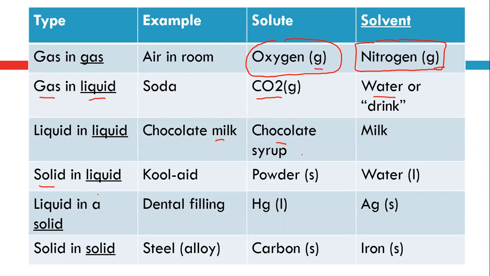The Kool-Aid example is really, really common. The solid is the actual powder, that's the solute, this S stands for solid. Water is the actual solvent. That's the liquid. And that makes a homogeneous mixture as well.